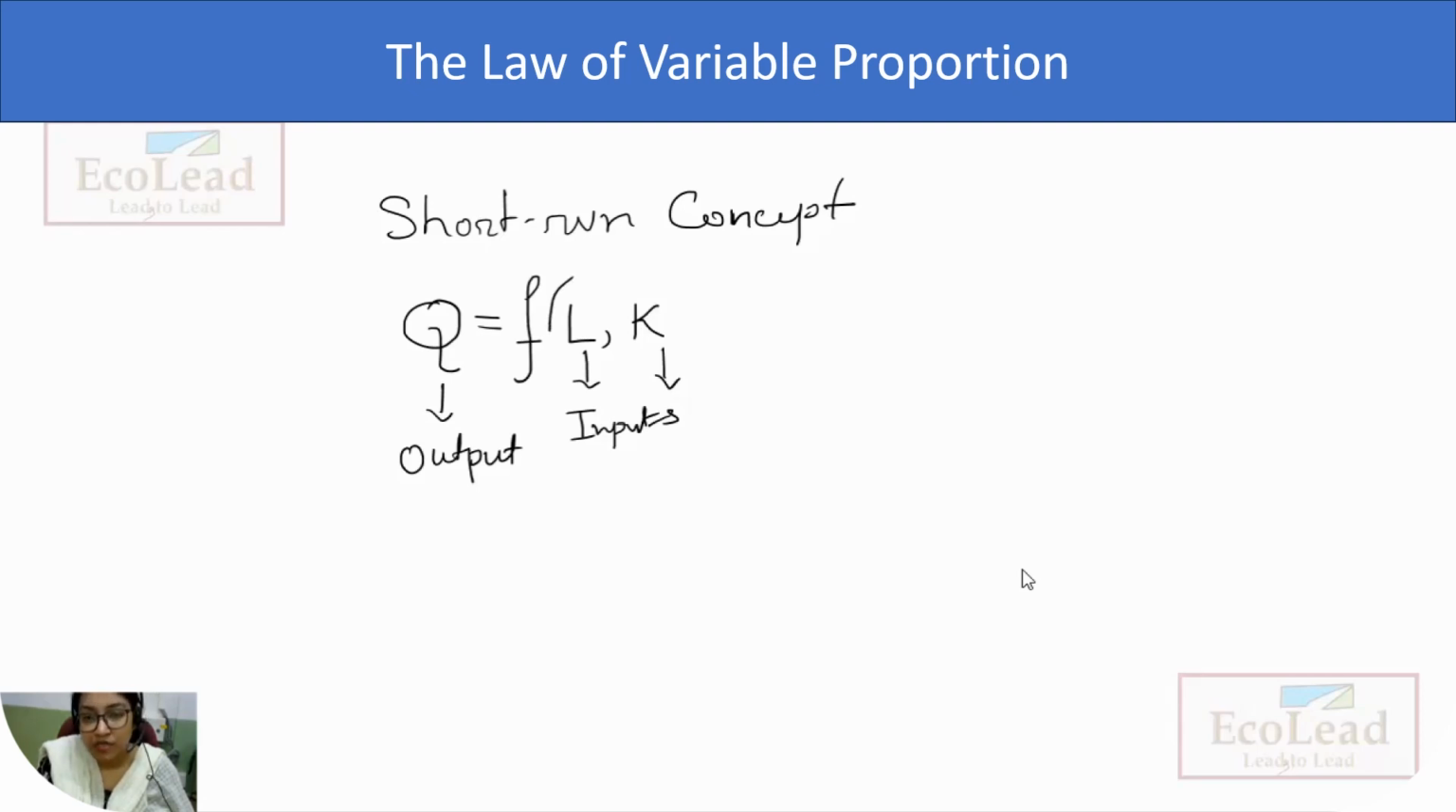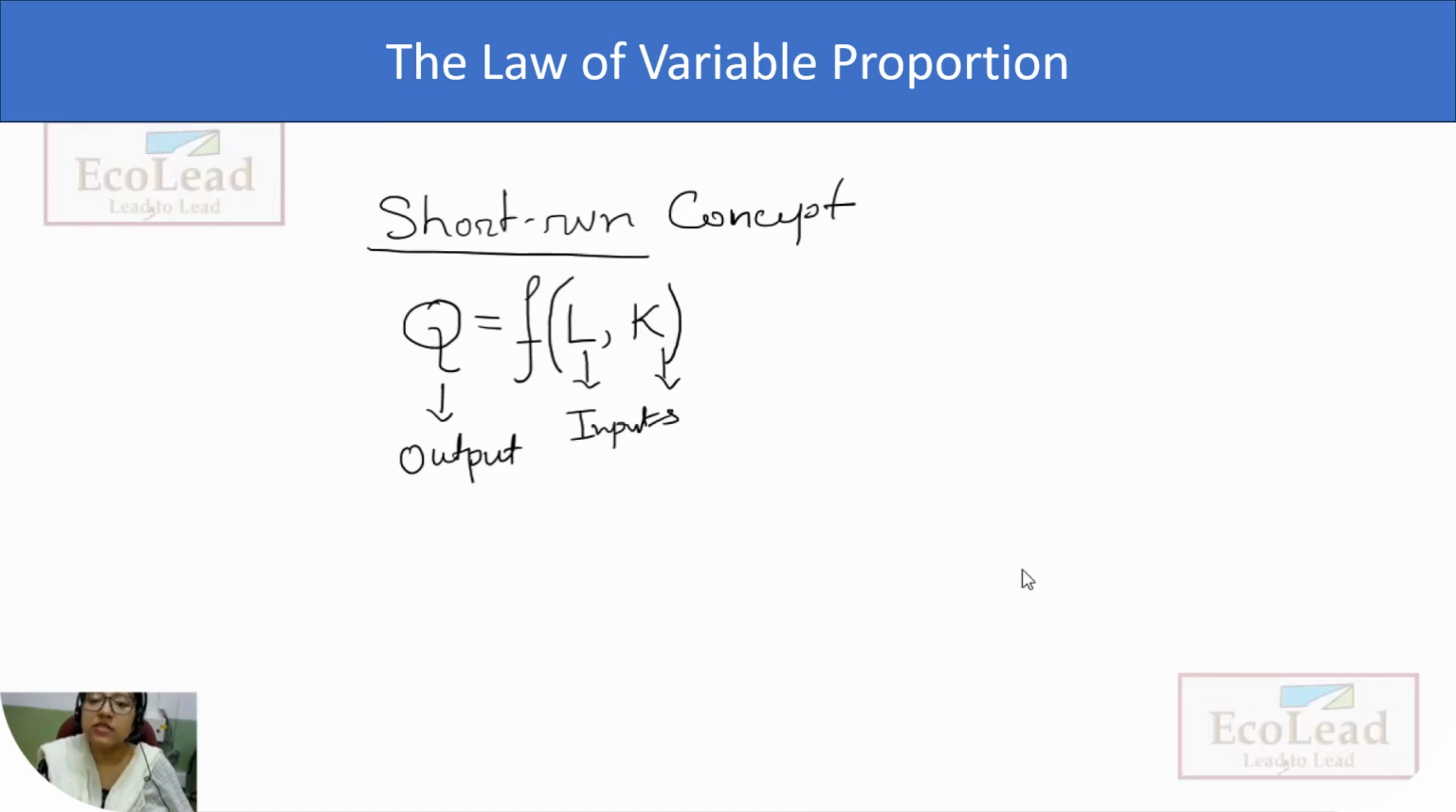This process, that means it is the relationship with the output. So this relationship, we define it by the function. So here we can see that the output is a function of the inputs. What are the inputs we have taken? We have taken labor, that we have represented by L, and we have considered capital, that we have represented by K.